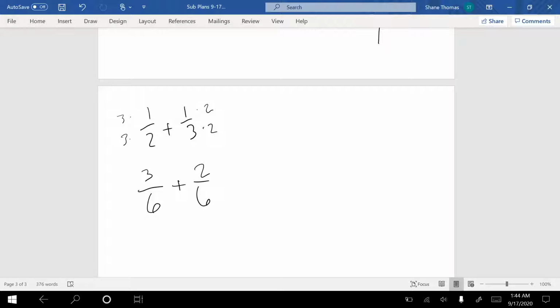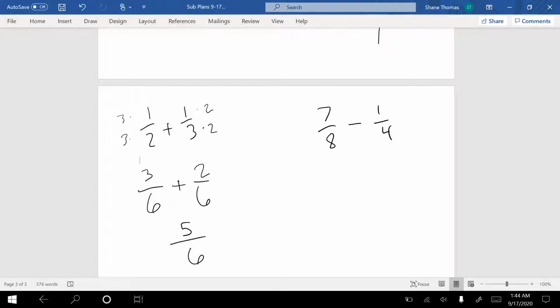So now I have 3/6 plus 2/6. I add straight across the top. You get 5 over 6. All right. Now if I want to subtract two numbers, say I have 7/8 minus 1/4.